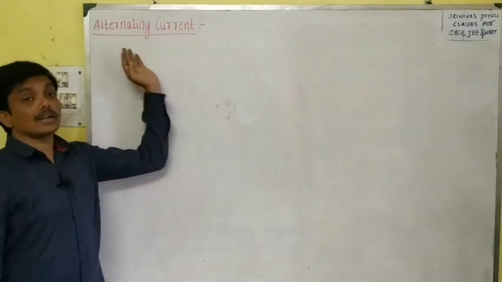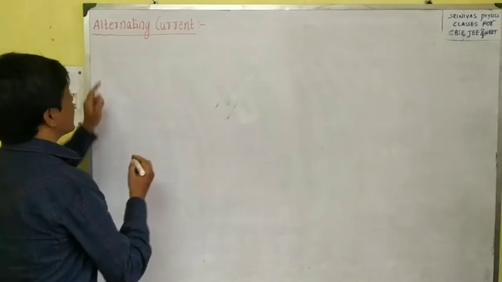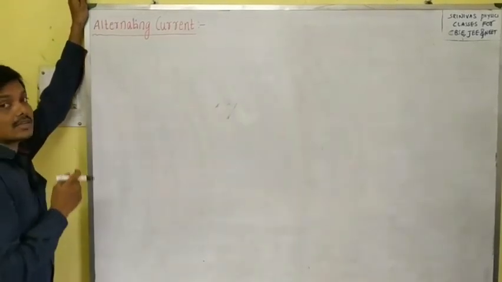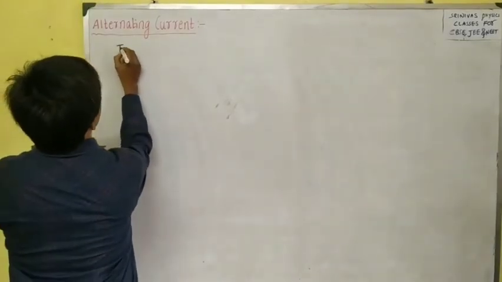Today's topic is alternating current. What is alternating current? We know already that one. The current whose magnitude changes continuously and direction changes periodically is called alternating current. I will write the definition.